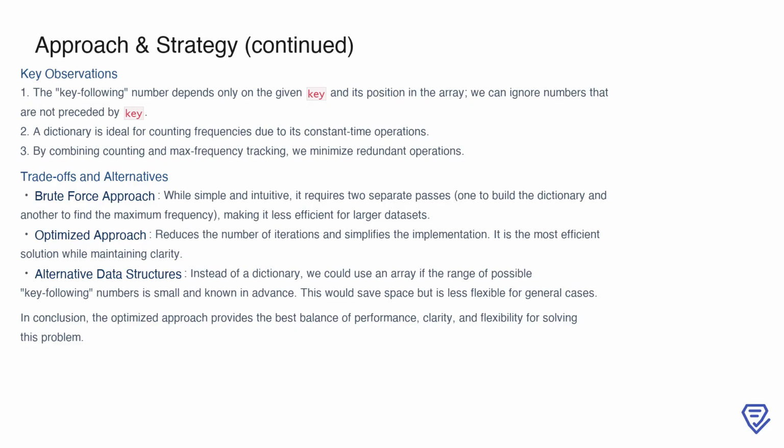algorithm. While alternative approaches exist, such as using an array instead of a dictionary, these are less flexible and require additional assumptions, such as knowing the range of possible numbers in advance. The optimized approach stands out as the best choice because it balances performance, clarity, and general applicability, making it a robust and elegant solution for this problem.